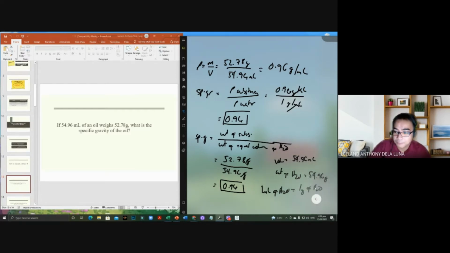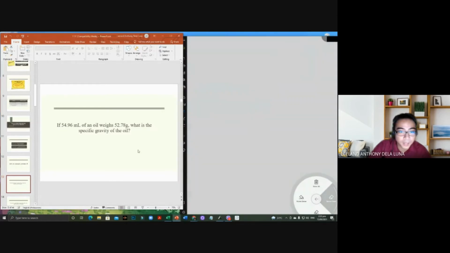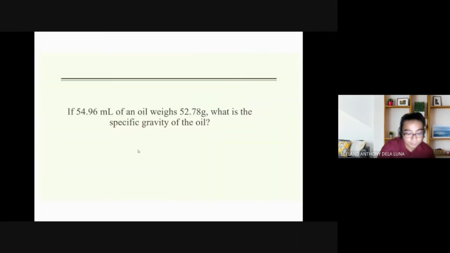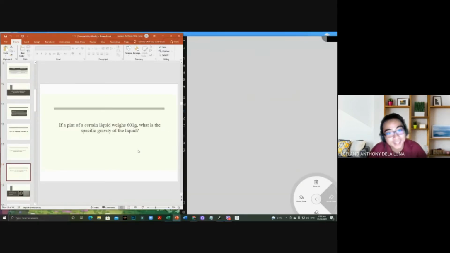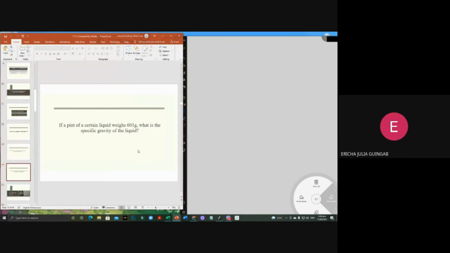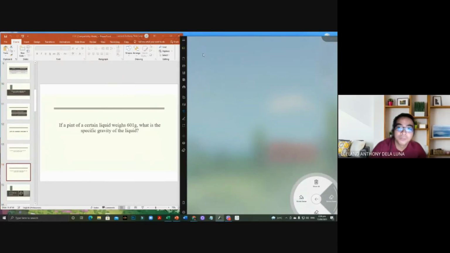So that's it. Okay, let's go back to this. So what about this one? 1 pint of a certain liquid weighs 601 grams. What is the specific gravity of the liquid? Of course, I will use our shortcut here, straight to density, and that's specific gravity. So 1 pint, class, is equivalent to how many ml? 473 ml. Good. So 1 pint is equivalent to 473 ml.